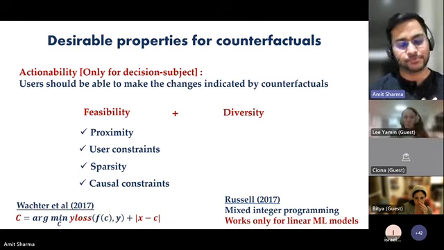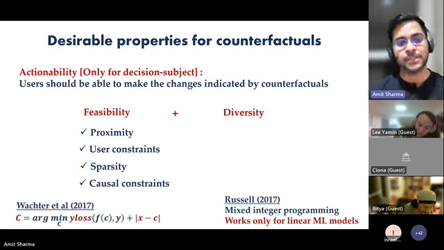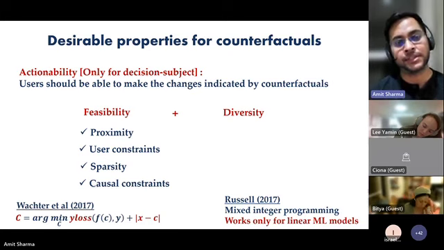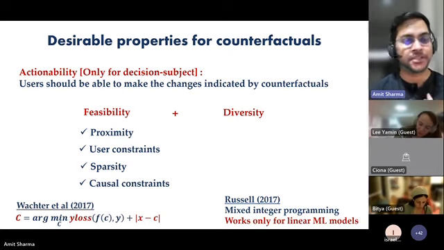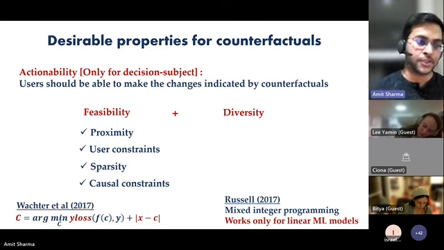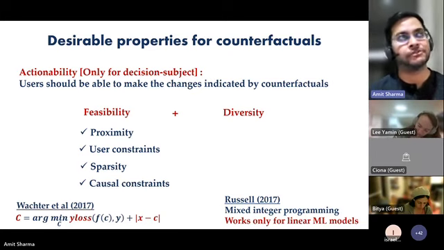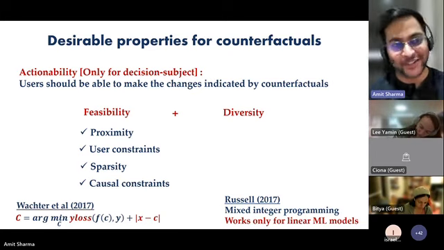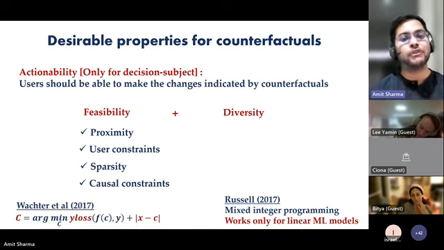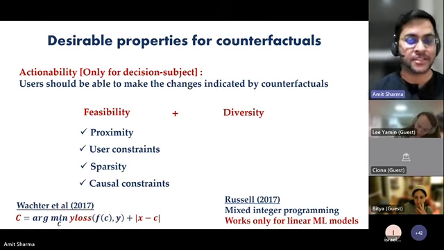Another thing is user constraints. Often people have some constraints in their life, and so they cannot change most things. And so we want to have an algorithm that can respect any constraints that are put in. Sparsity is another one. We don't want to give counterfactuals which are like changing 5 things at once, because then it just becomes uninterpretable if I say that you would have got the loan if you had to change 5 things in your life, right? It doesn't make sense. And then of course there are causal constraints as well. So I can't say things like you would have got the loan if your age was 2 years less. It just doesn't make sense.